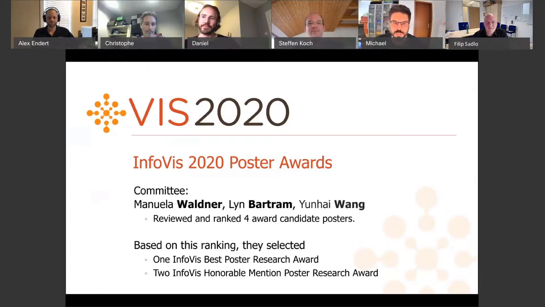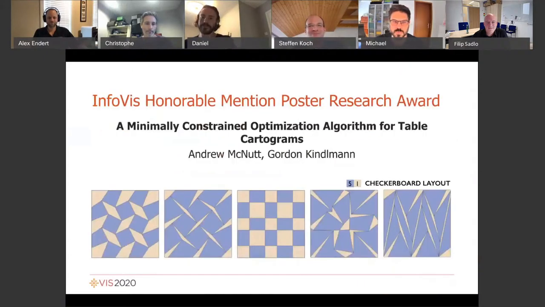The first InfoVIS Honorable Mention Poster Research Award goes to A Minimally Constrained Optimization Algorithm for Table Cartograms by Andrew McNutt and Gordon Kindlmann, which, by the way, is the poster that we interactively saw before. Congratulations.